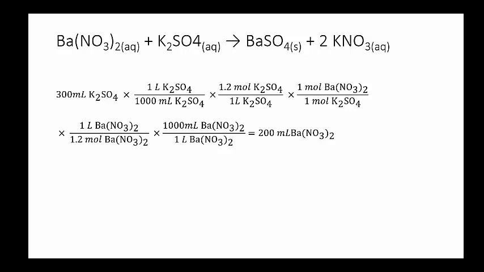of barium nitrate. So if we go back to the original problem, we'll see that we were given 400 milliliters of barium nitrate. So how much barium nitrate is going to be left over? Simple subtraction, 400 milliliters to start, 200 milliliters used up in the reaction. That leaves 200 milliliters of barium nitrate left over.